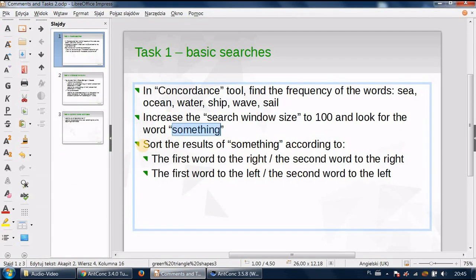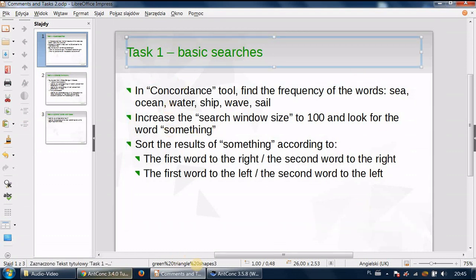Okay, now something about sorting the results. So I'd like you to sort the results for the word something according to these criteria. First, the first word to the right, followed by the second word to the right. And the second option I'd like you to try is to sort the same results for the word something according to the first word to the left, followed by the second word to the left. Please do it now.